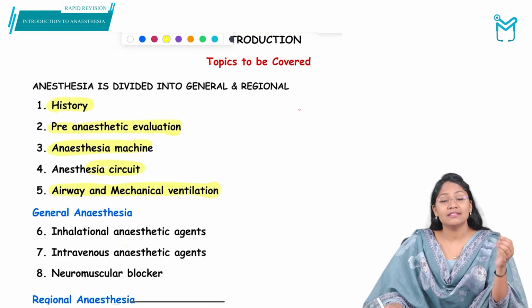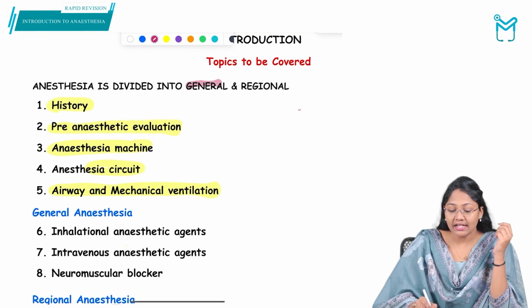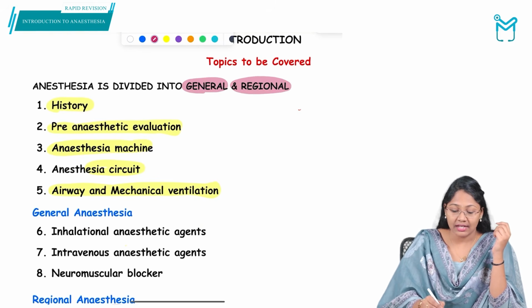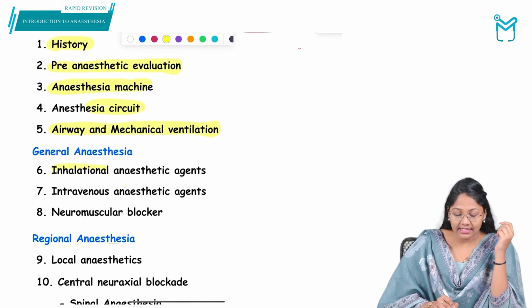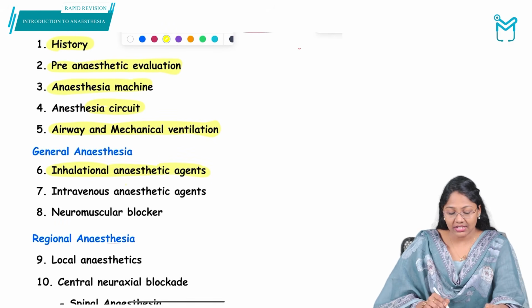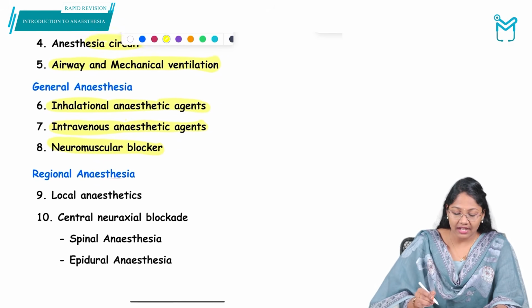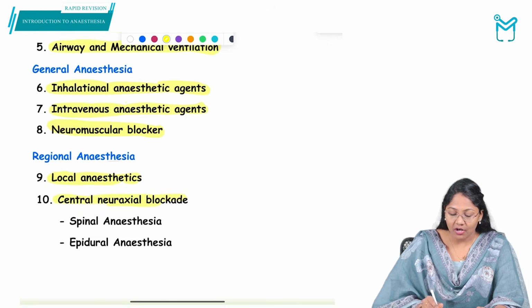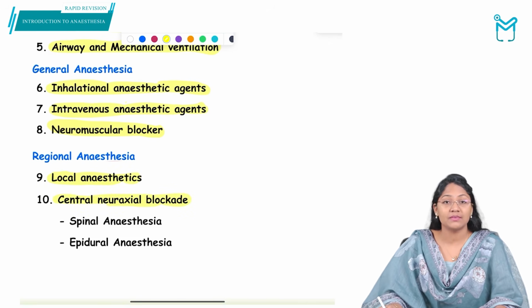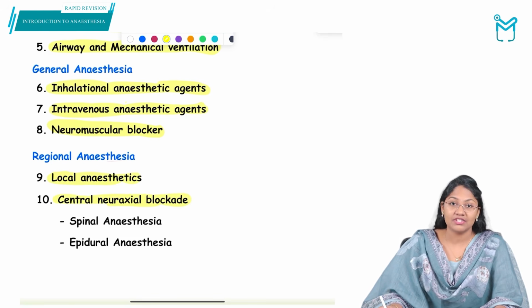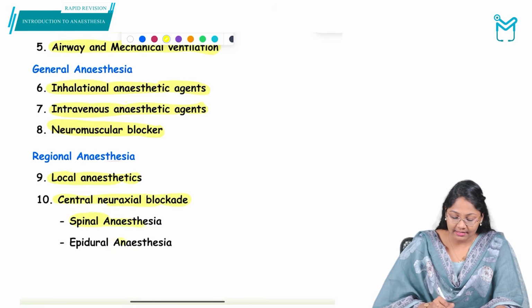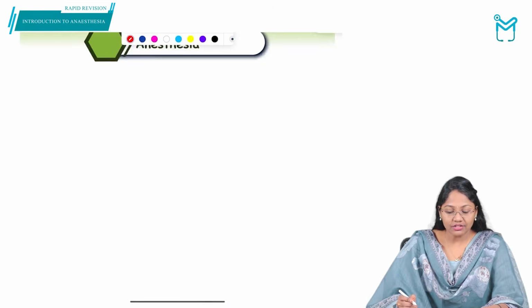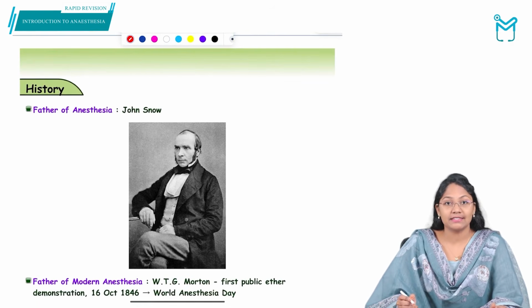As you all know, anesthesia is divided into general as well as regional anesthesia. So in general anesthesia, we'll discuss inhalational anesthetic agents, intravenous anesthetic agents as well as neuromuscular blockers. And in regional anesthesia, we are going to cover topics like local anesthetics and central neuraxial blockade. In this, the subtopics which we cover are spinal anesthesia as well as epidural anesthesia. So the first topic is history of anesthesia.